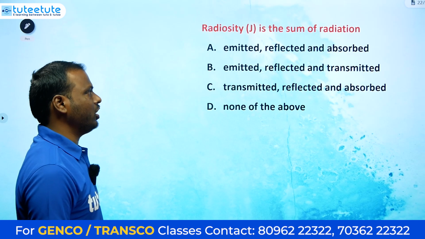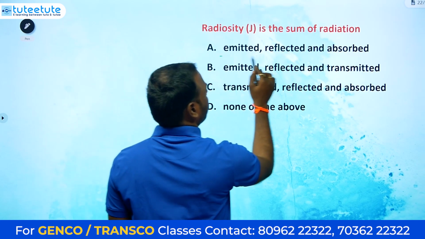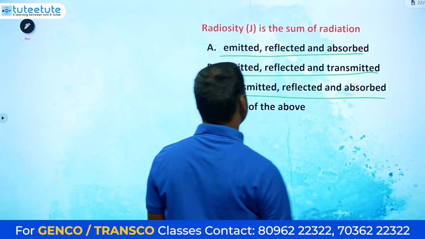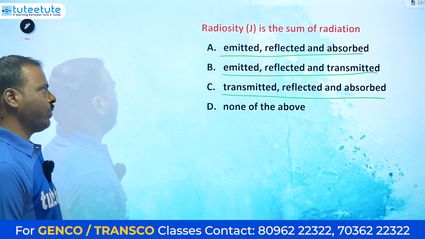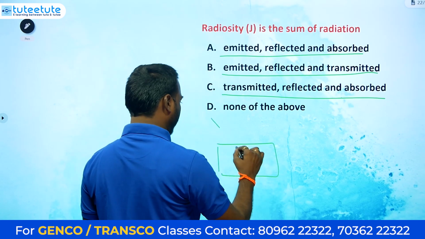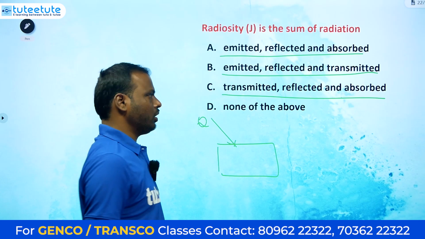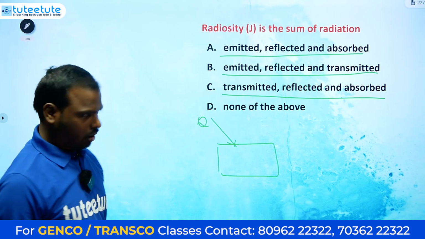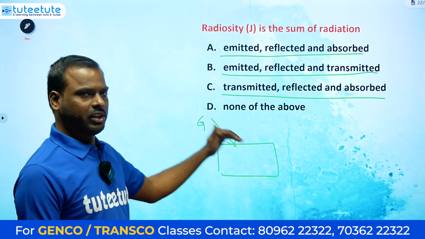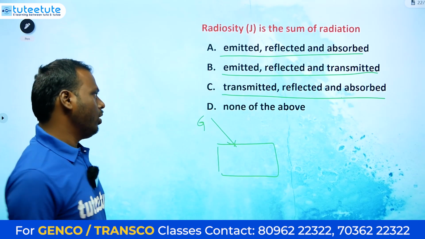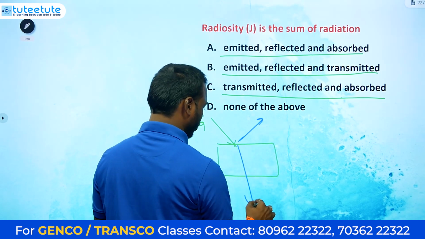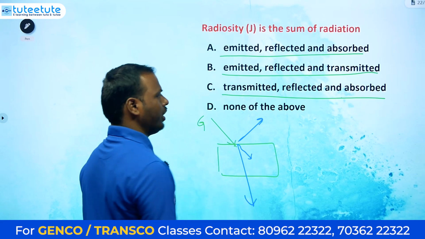Radiosity is the sum of the radiation that is emitted, reflected, absorbed, no. Emitted, reflected, transmitted, no. Emitted, transmitted, reflected, absorbed. What is radiosity? Suppose this is the body and G is the incident energy. Then there are three possibilities: one is transmitted, one is absorbed, and another one is reflected.